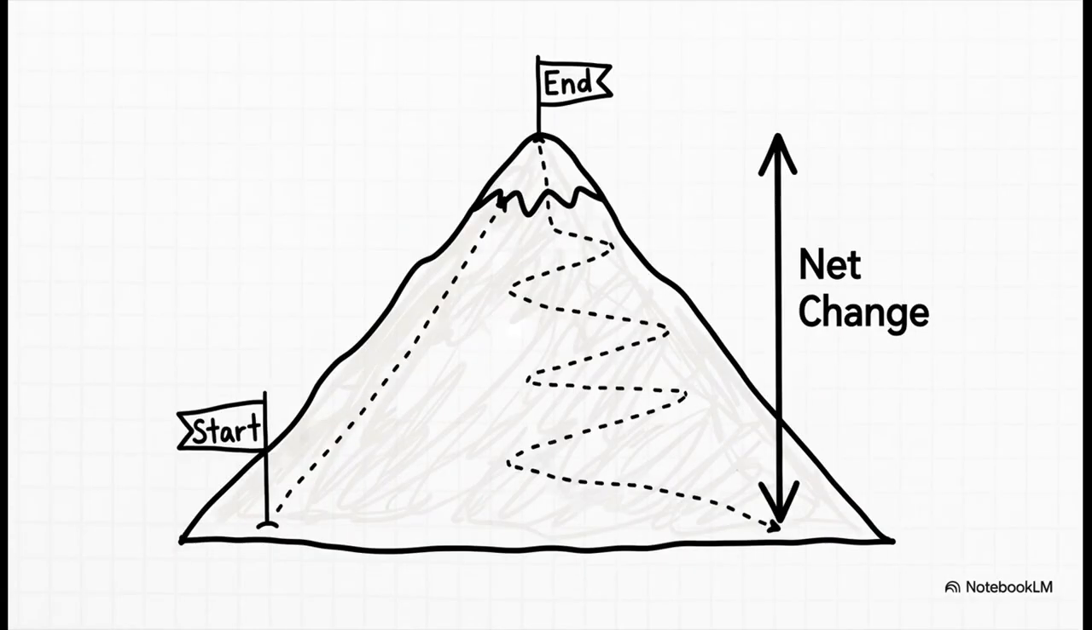The absolute best way to think about this is like hiking a mountain. Imagine you start at the base and your goal is the summit. Your total change in elevation, let's say it's 3,000 feet, is fixed. It doesn't matter one bit if you took the super steep direct path straight up or the long winding scenic route that goes all the way around the mountain. Your net change is identical. Chemical energy works the exact same way.